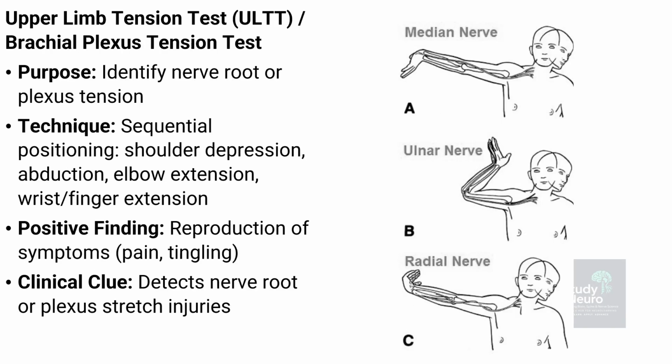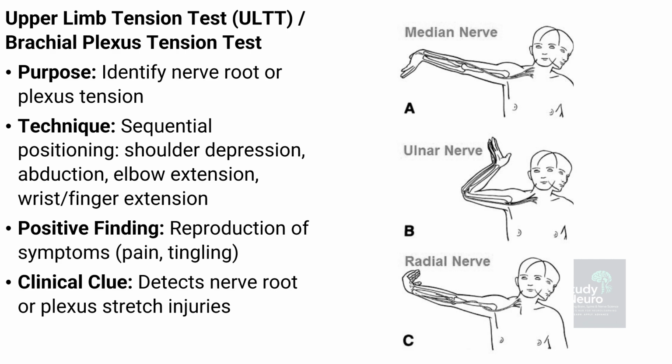The upper limb tension test, also known as the brachial plexus tension test, evaluates abnormal tension within the neural structures of the upper limb. The arm is positioned in a standardized sequence that progressively loads the nerves, and the test is considered positive if it reproduces the patient's typical radiating pain or tingling. A positive response suggests irritation or traction involving a nerve root or the brachial plexus.